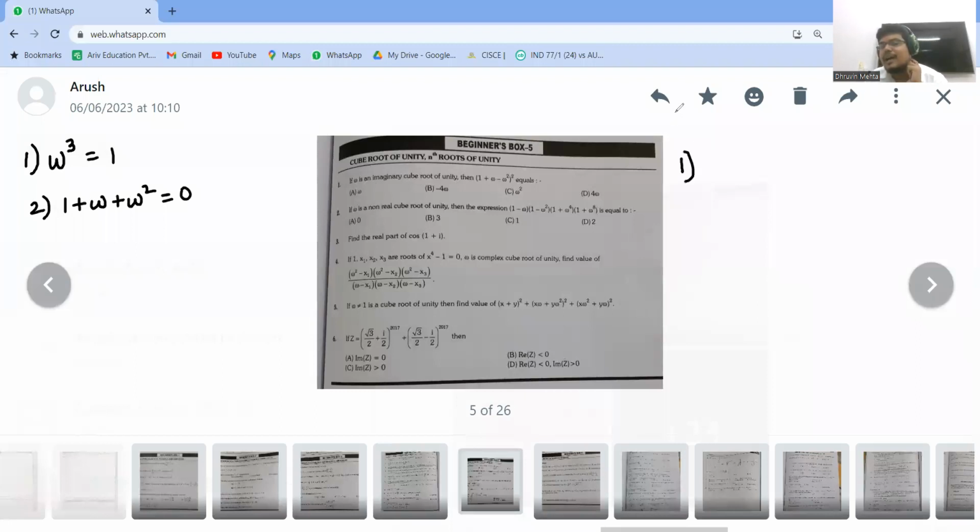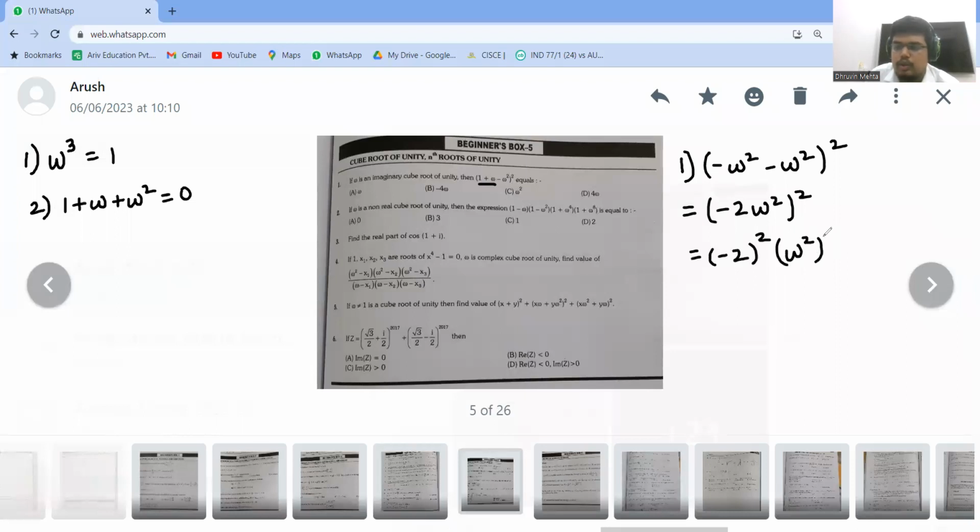If omega is imaginary cube root of unity, then 1 plus omega minus omega square, the whole square, equals to dash. See, what do we know about 1 plus omega? From the formula, it's minus omega square. So we can write 1 plus omega is minus omega square, and this is minus omega square, the whole square. So this will now become minus 2 omega square, the whole square, which is minus 2 the whole square, omega square the whole square. So this is 4 omega raised to 4.